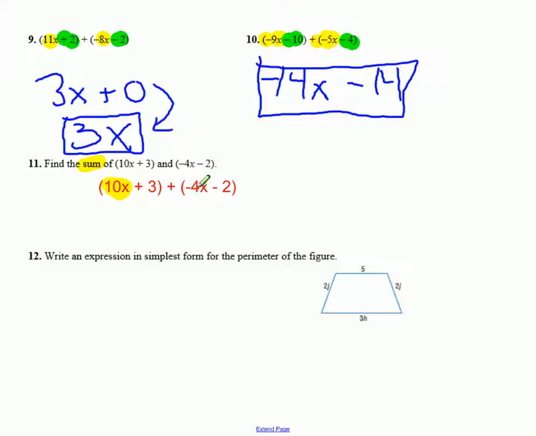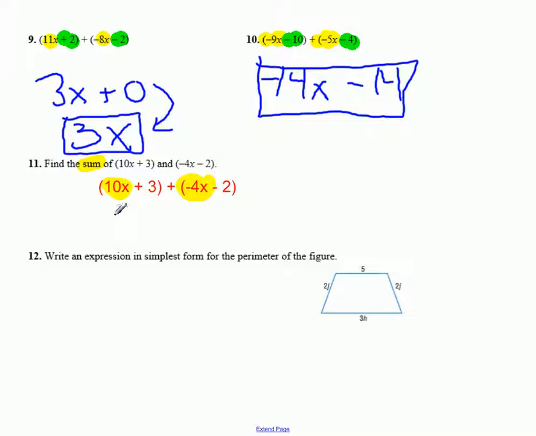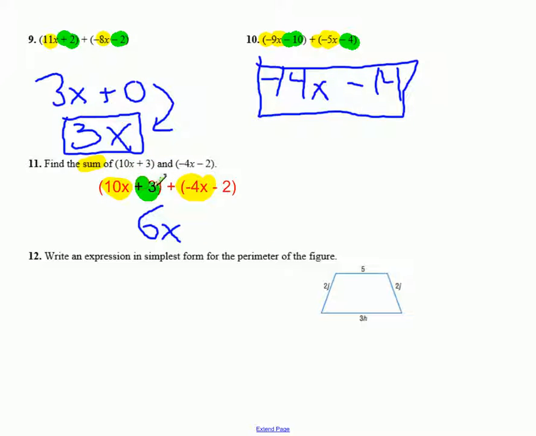I got 10x and negative 4x. Again, my rule, different signs subtract. 6x. Then I also have my two constants, 3 and negative 2. Again, different signs subtract. 6x plus 1 will be my sum.